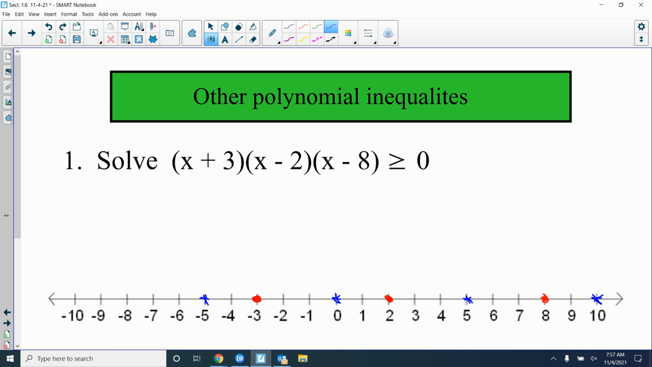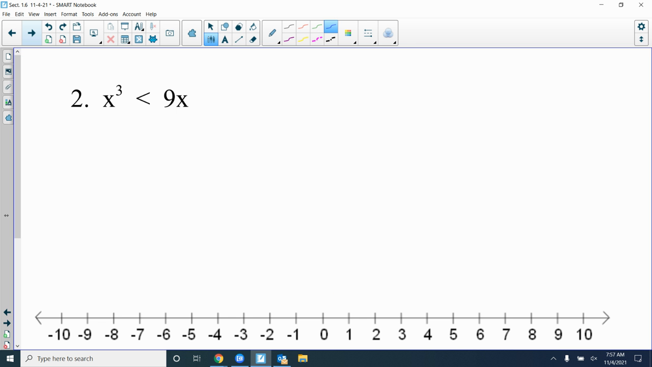So we're not going to do anything different there. We just have an additional test point. So that's already in factored form. Don't multiply it out and make it more difficult. Leave it like that.